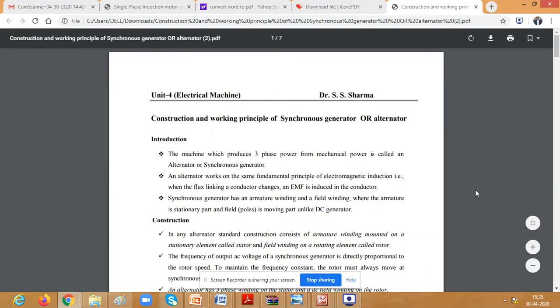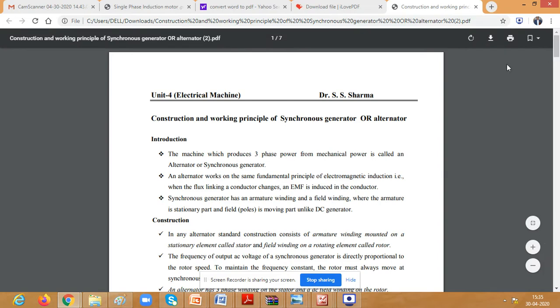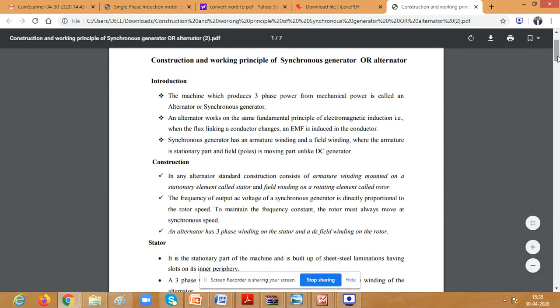Good afternoon, students. Today we will discuss the construction and working of the synchronous generator, or the alternator. It is part of our unit four. In this introduction, because we have discussed the three-phase induction motor, now we are discussing the synchronous generator, which is three-phase.